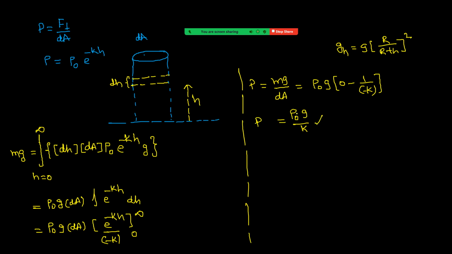And students, remember here, suppose we are not given the assumption that g is a constant, if that assumption is not given, then we have to take this value in the place of g. It is g into R by R plus h whole square. Then we have to make the calculation.